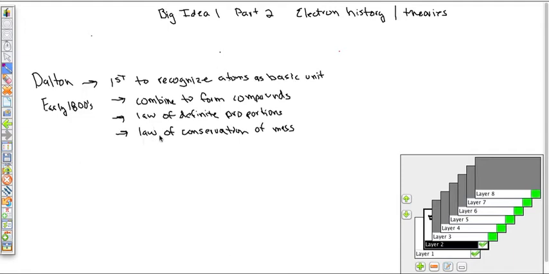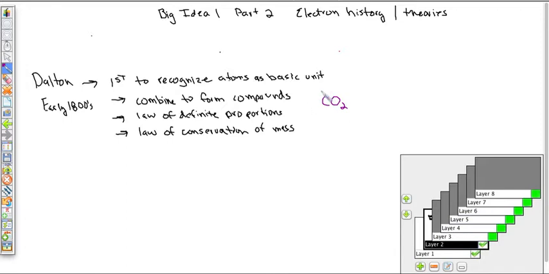So we'll start back in the early 1800s with John Dalton. And he was the first to recognize atoms and name atoms as the basic unit that makes up all things. And he said a couple things. He said that all atoms will come together to form different compounds. For example, CO2, right? And so CO2 is 1 carbon and 2 oxygens.